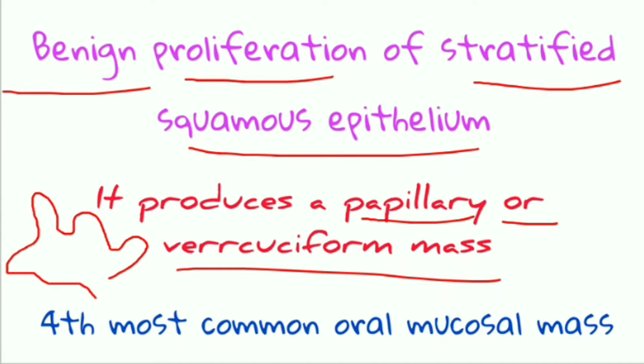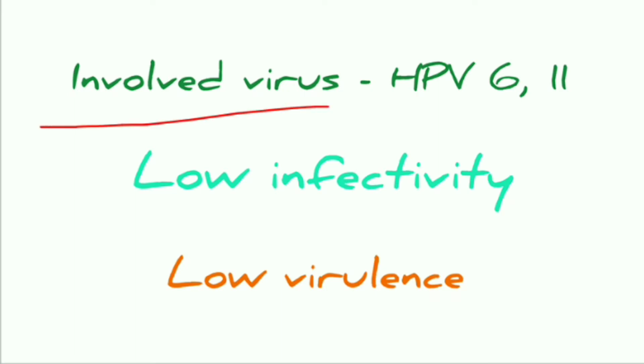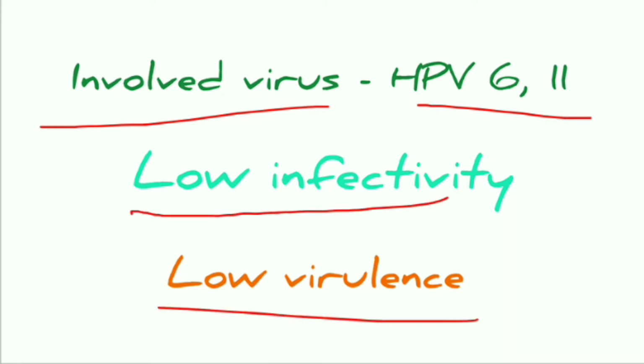It is the fourth most common oral mucosal mass. The involved virus is usually HPV 6 and 11, human papilloma virus 6 and 11. Here the infectivity rate is low and a low virulence rate is also seen.